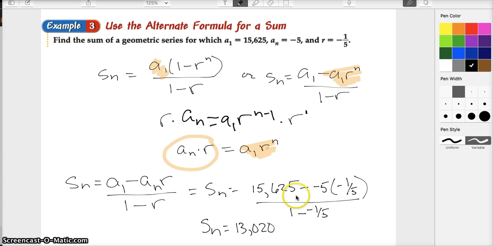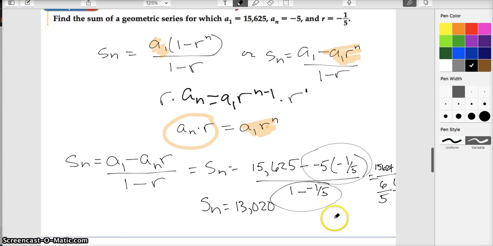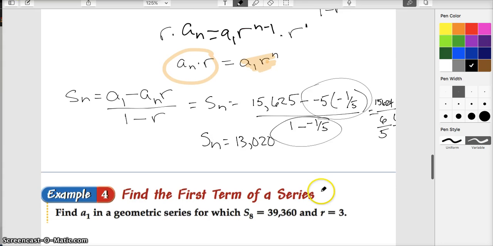A couple things that might hold you back in doing this is fooling around with these fractions. So I know that that's hard. You could definitely use decimals, but you have good minds and you guys can figure this out. In the denominator, we would end up with 6/5. And in the numerator, we end up with something like 15,624, and after calculating all of this. Because this really ends up just being 1 and we subtract 1. Hopefully that made sense. Let's go ahead and do this last example here.